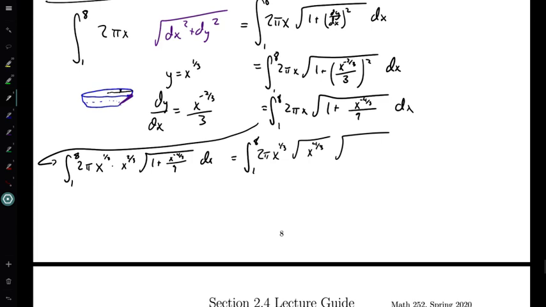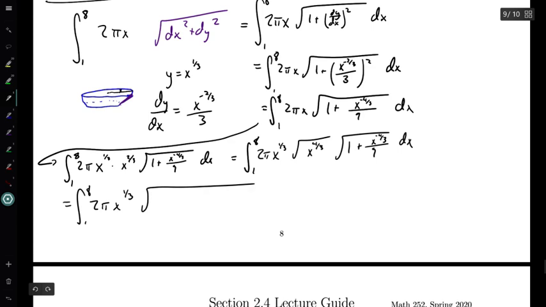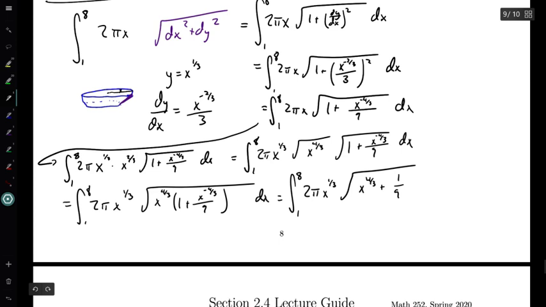Because what that's going to allow me to do is get rid of that x to the minus 4/3 power inside of the square root there. So I'll combine the radicals: integral from 1 to 8, 2 pi x to the 1/3. So now I get the square root of x to the 4/3 times 1 plus x to the minus 4/3 over 9 dx. And distributing in that x to the 4/3 now gives me the integral from 1 to 8, 2 pi x to the 1/3 square root x to the 4/3 plus 1 over 9.